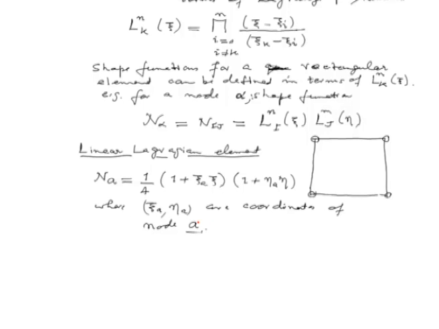So, what you can easily see is that these are basically the products of the shape functions in one dimension. What we had as the shape function in one dimension was 1 by 2, 1 plus or minus xi. So that is what we will have here, where xi_a and eta_a can take the values plus 1 or minus 1. So the shape functions for the linear Lagrangian element are basically the product of the corresponding linear one dimensional shape functions.